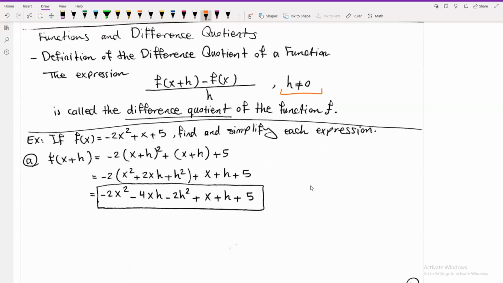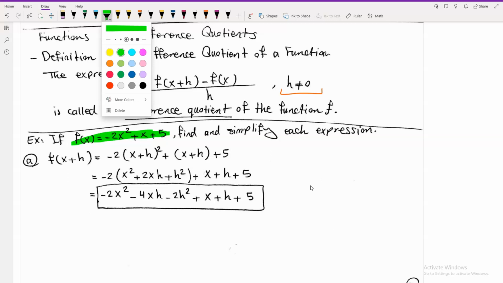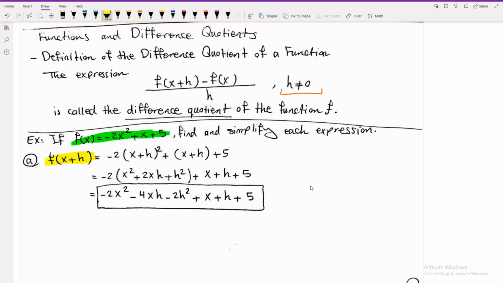Now here, for an example, we have this function given. It's -2x squared plus x plus y. It's asking to find and simplify each expression based on what is given. Part A is asking to find f of x plus h. That means instead of x, we have to use x plus h. So we have -2 times, here we have x, and instead use x plus h. Here again we have x, so instead use x plus h.